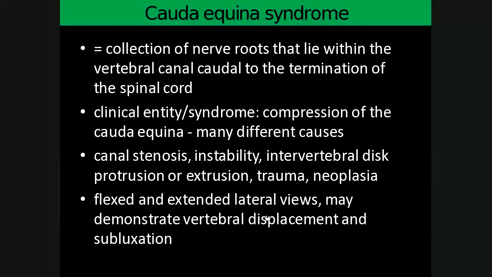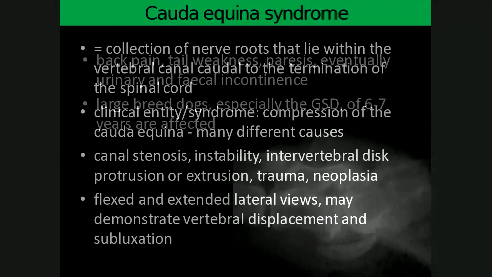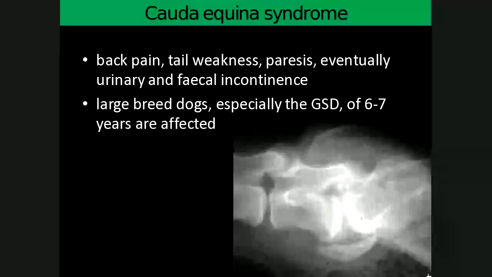They might demonstrate vertebral displacement and subluxation. And again, these might need myelography or they might need further imaging such as CT myelography or MRI to depict this. So typically these patients present initially with back pain, tail weakness, paresis, and eventually urinary and fecal incompetence. And it's large breed dogs again, especially the German Shepherd, around 6 to 7 years of age.